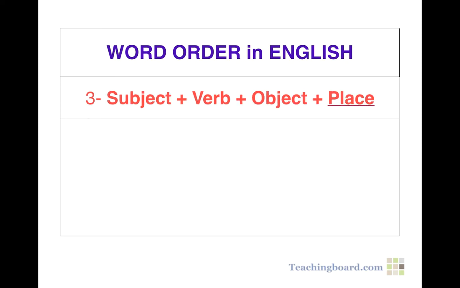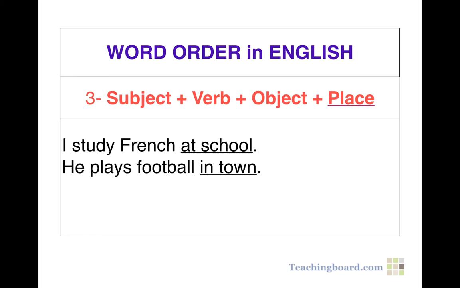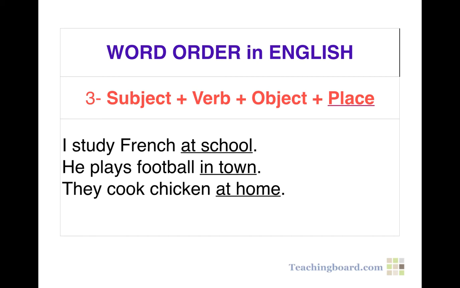Now, in addition to subject plus verb and object, you can also include the place in your sentence. And place comes after the object. I study French. Where? At school. He plays football in town. Where? In town. The place. They cook chicken at home. We listen to music at work.